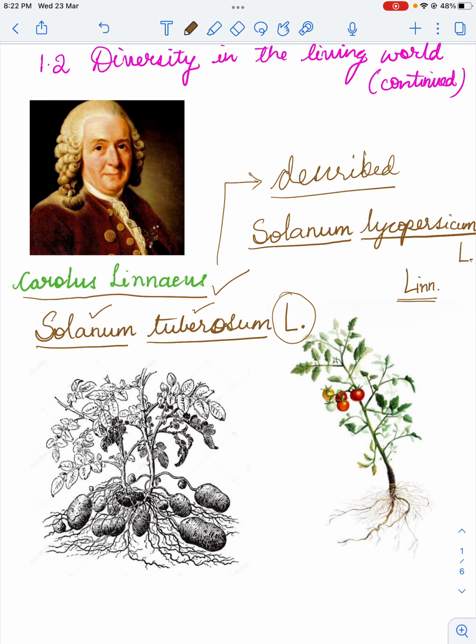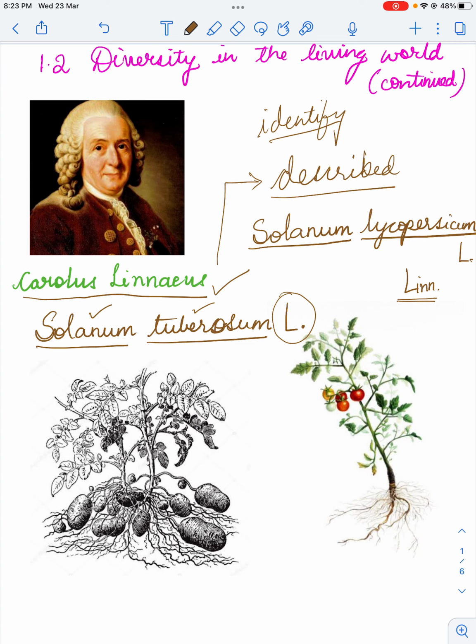Okay, so why is it necessary to describe these plants? I think we have already discussed the need to describe or identify any living organism, right? In my previous video, you can refer back to that.